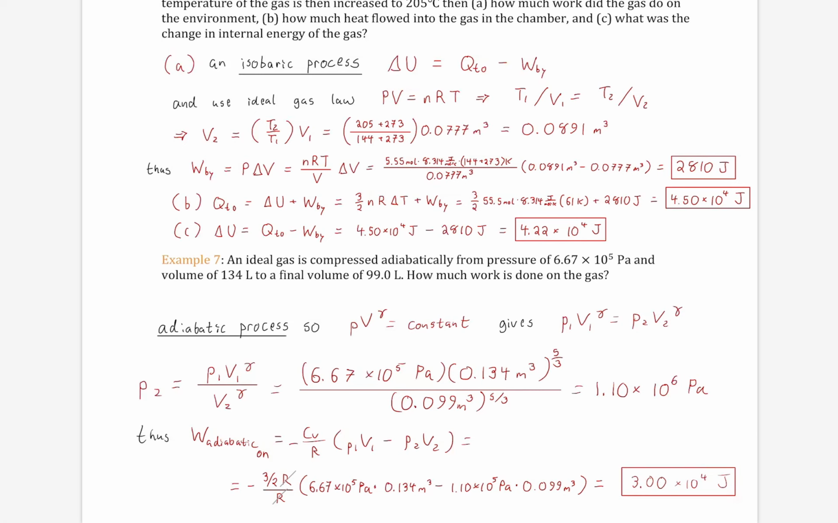positive value of 30,000 joules. Okay, now does that make sense that work done on the gas should be positive in this context? Well, yes, absolutely, right? Because it's being compressed. It's not doing work on the outside world. If it's being compressed, that means the outside world must be doing work on it. So absolutely this must be a positive value, and indeed it is, so that checks out logically.